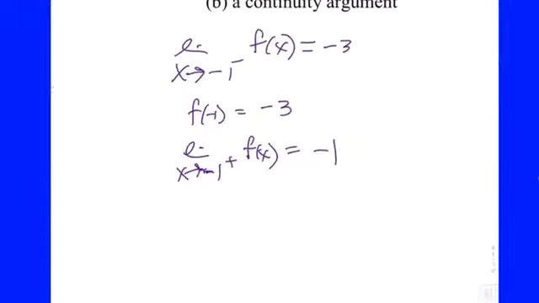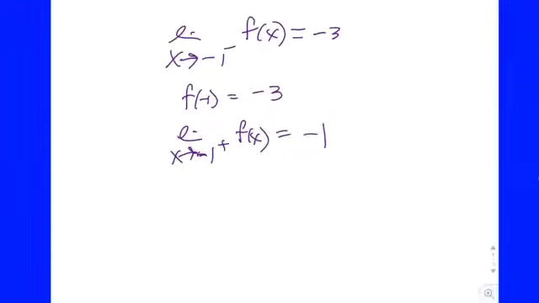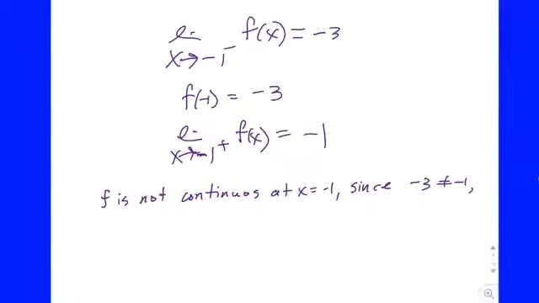So is f even continuous there? No. So here's your argument. f is not continuous at x equals negative 1, since negative 3 does not equal negative 1, and therefore f is not differentiable at x equals negative 1.